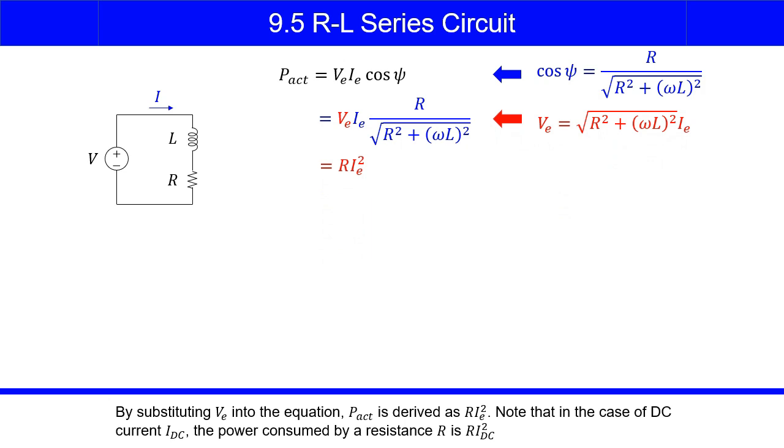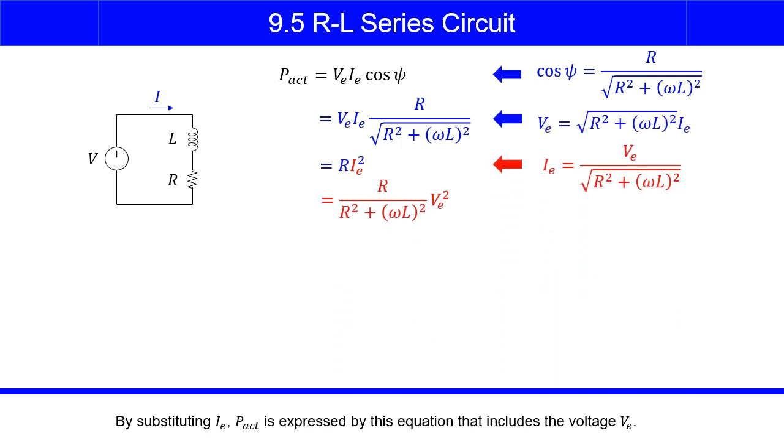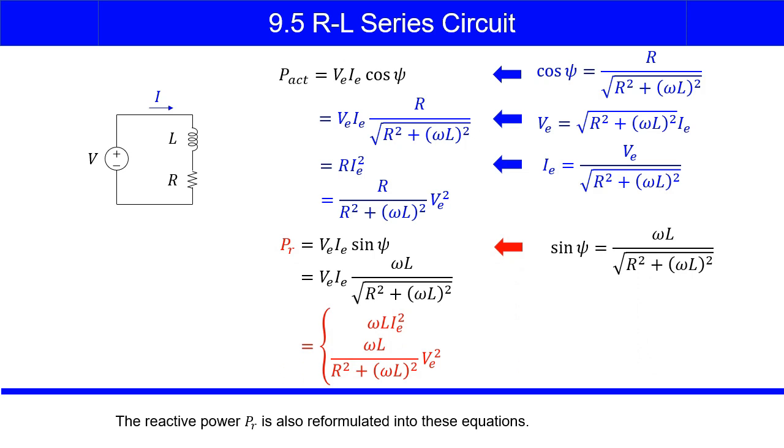By substituting VE into the equation, P act is derived as R times IE squared. Note that, in the case of DC current IDC, the power consumed by a resistance R is R IDC squared. By substituting IE, P act is expressed by this equation that includes the voltage VE. The reactive power PR is also reformulated into these equations.